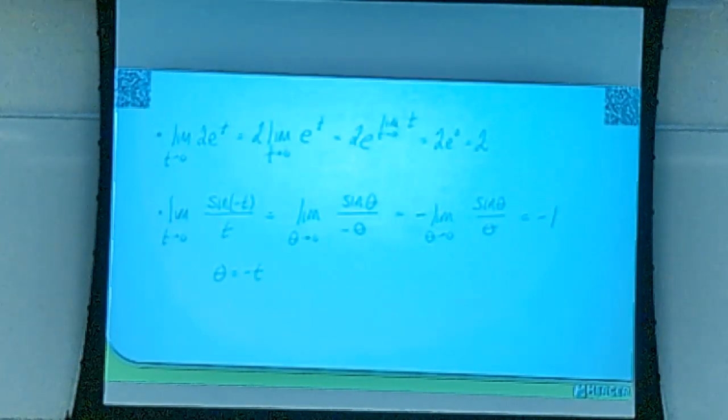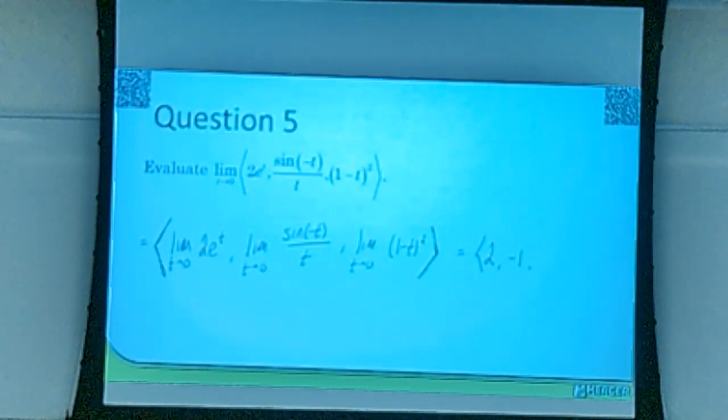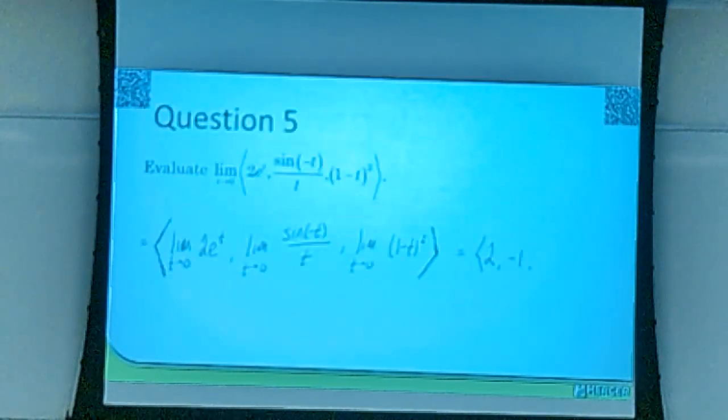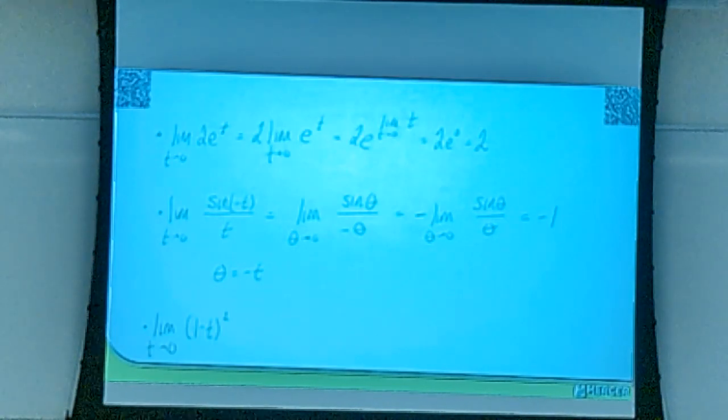So the next limit then was up. Okay, why does PowerPoint stop working with the touch? That's getting annoying. That's power, right?